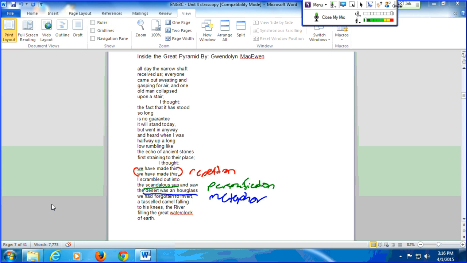There's no rhyme scheme, so you can't use that one. So you're looking for simile, hyperbole, onomatopoeia. I'll leave it to you to try and find those ones.